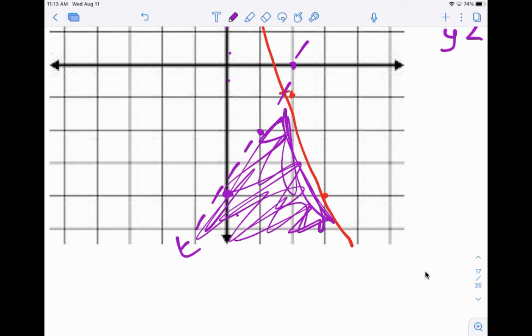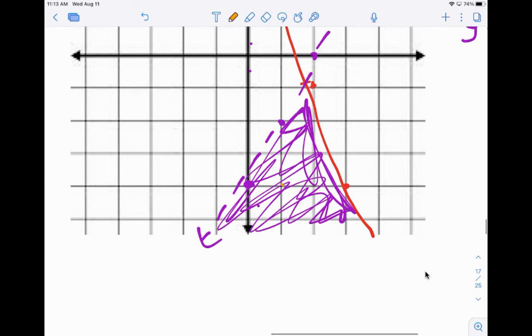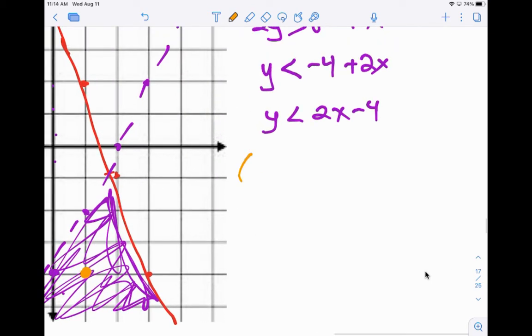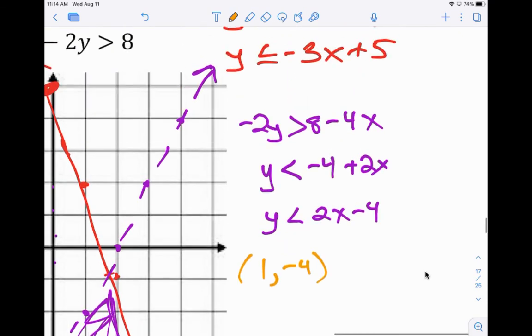But that's where we can always fall back on a test point. We can always just pick a point in the zone we think might be correct, like this guy right here, out 1, down 1, 2, 3, 4. Let's test the point out 1, down 4 in both of these equations. And you can test them in the rearranged versions. That's fine. So negative 4 less than or equal to negative 3 times 1 plus 5. Let's see. That would be 5 minus 3 is 2. 2 is definitely greater than negative 4.